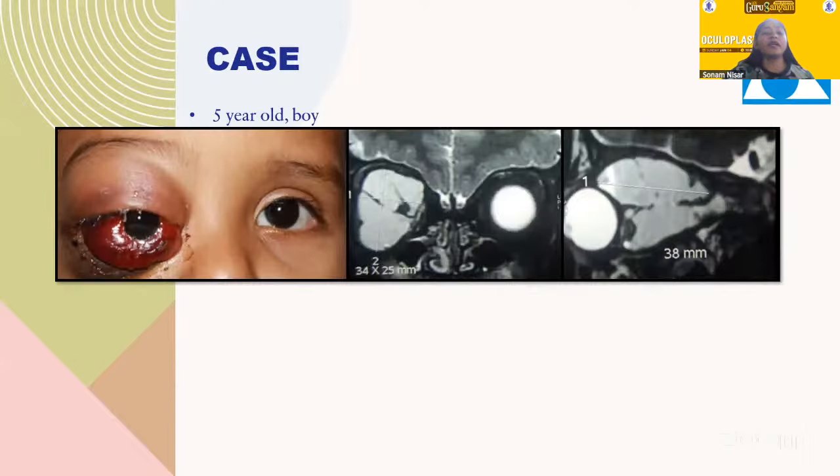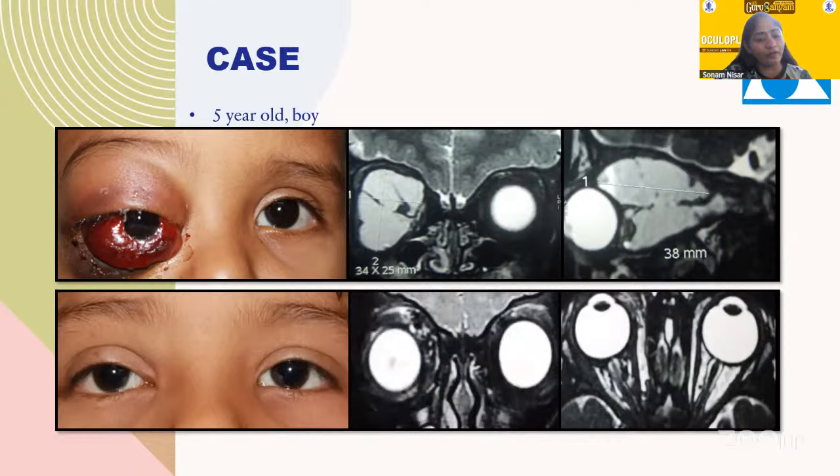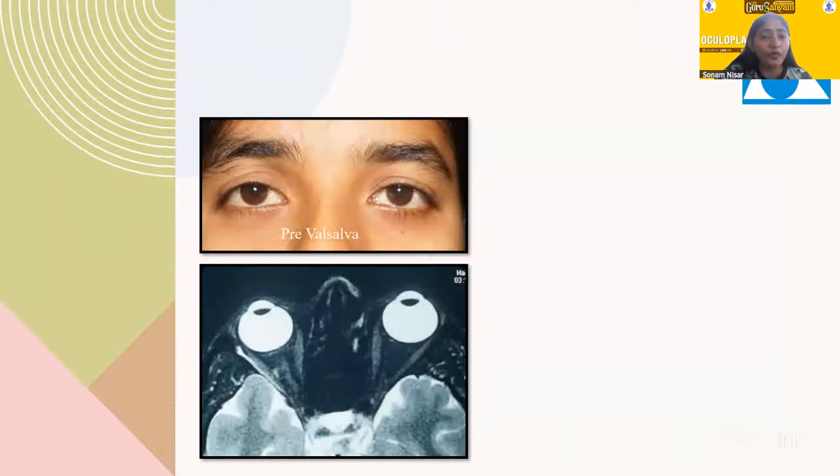Here is another case. As you can see, this is a 5-year-old boy with sudden onset of proptosis and just a history of cold. There is proptosis with subconjunctival hemorrhage and chemosis. If you see here clearly, you can see fluid levels in the imaging. It is a case of venolymphatic malformation, which is treated with multiple injections of bleomycin and is doing beautifully well.